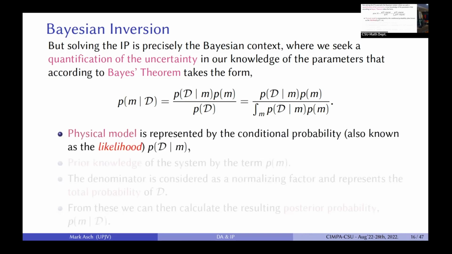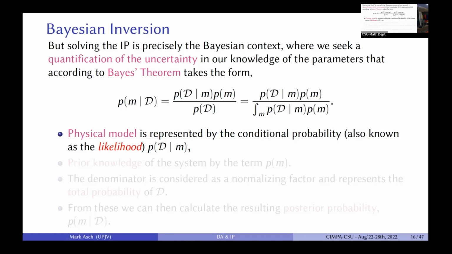Okay. So what are these terms? As I said, the physical model is represented by a conditional probability, P of D given M. It's also known as the likelihood function. That's P(D|M). So this is something we know from the physical model.